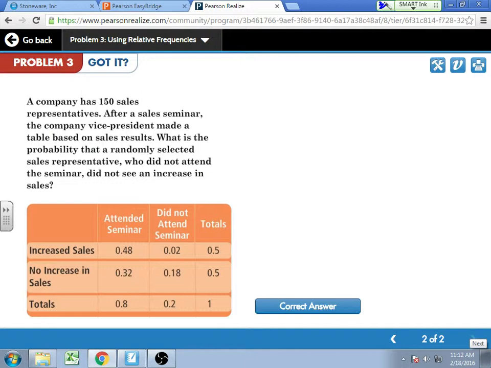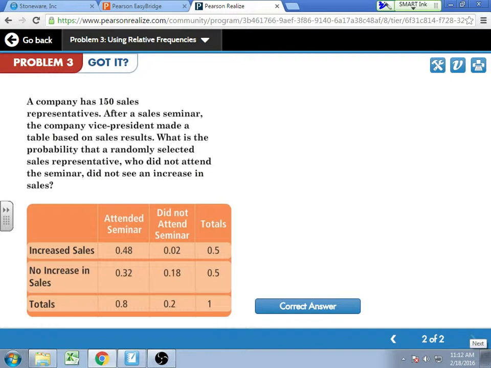What is the probability that a randomly selected sales representative who did not attend the seminar did not see an increase in their sales? Sorry. What is the probability randomly selected rep who did not attend did not see an increase? Oh, did not attend, did not see an increase.